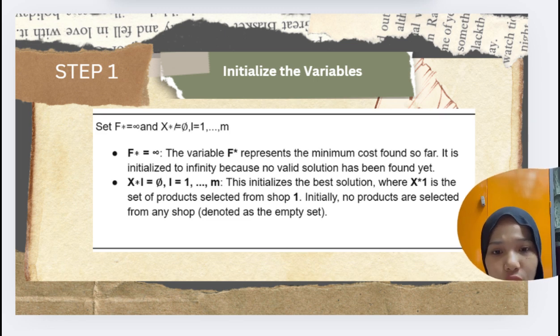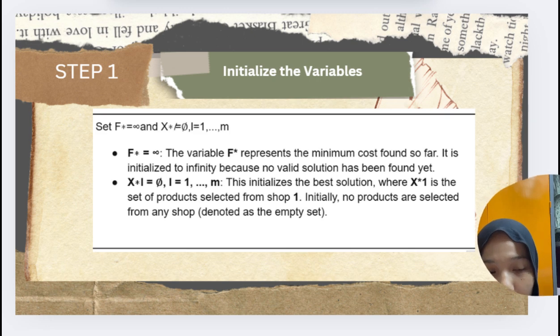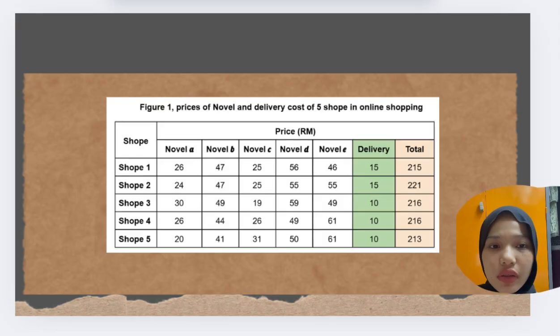So here we go to bullet number 1. The variable f represents the minimum cost found so far, because no valid solution has been found yet. Bullet number 2 is to initialize the best solution, whereas x is the set of products selected from shop 1. No products are selected from any shop, which we denote as the empty set. Figure 1. Price of novel and delivery cost of 5 shops in online shopping.